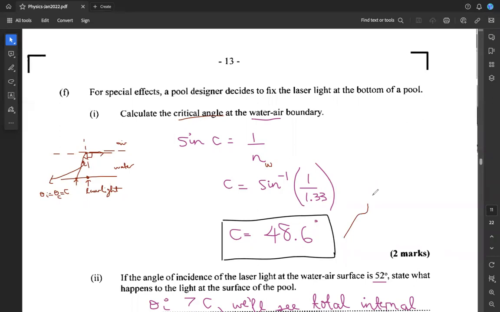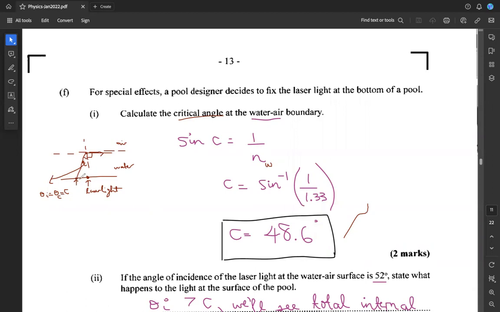Let me tell you the two ways that we can define it, and we'll see what would actually happen if we have an angle of 52 degrees. The critical angle is the smallest angle at which a ray can approach the interface, so this water-air boundary, and be totally internally reflected by it. At the critical angle, the incident ray just runs along the surface.